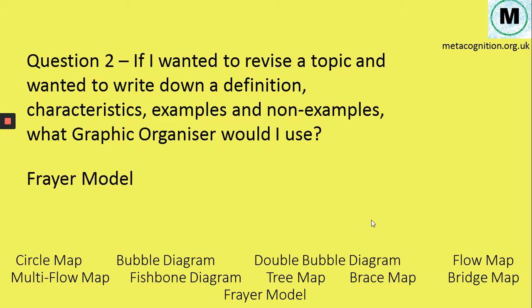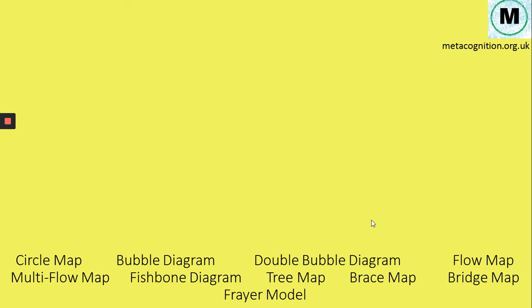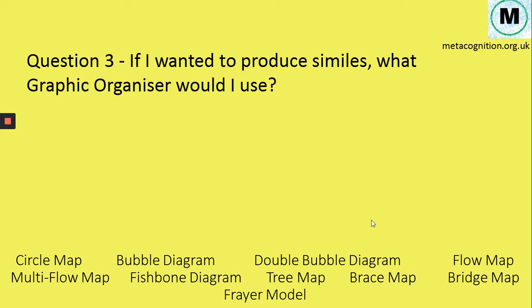And the answer for this one is, of course, the Frayer model. The Frayer model has those 4 different categories, and you go around and you fill in details about them for a topic. Question number 3. If you wanted to produce similes, which graphic organizer would you use? Pause your video, have a think about it, and press play when you're ready for the answer.